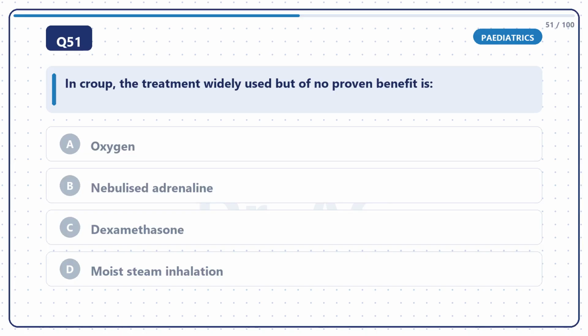Question 51. In croup, the treatment widely used but of no proven benefit is option A. Oxygen. Option B. Nebulized adrenaline. Option C. Dexamethasone. Option D. Moist steam inhalation.